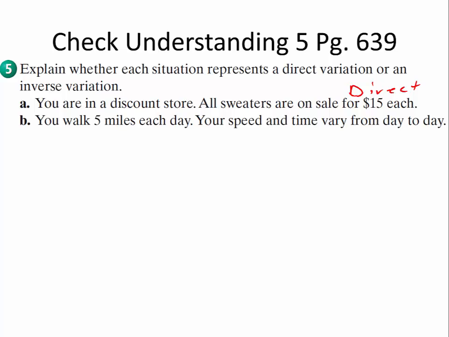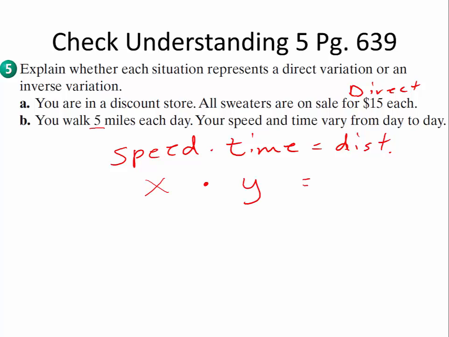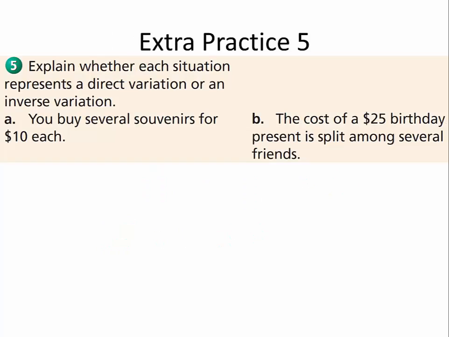Now, the next one was a little harder for some of you to tell. You walk 5 miles each day. There's your constant. Your speed and time vary from day to day. Now, how does speed and time work? Well, speed times time equals your distance. So you don't know your speed, that would be your x, times you don't know your time, that's y, equals, you do know your distance is 5. So what type of format does this take on? That's an inverse. So that one was a little harder. But go ahead and try the last one and see if you can get these without any help.